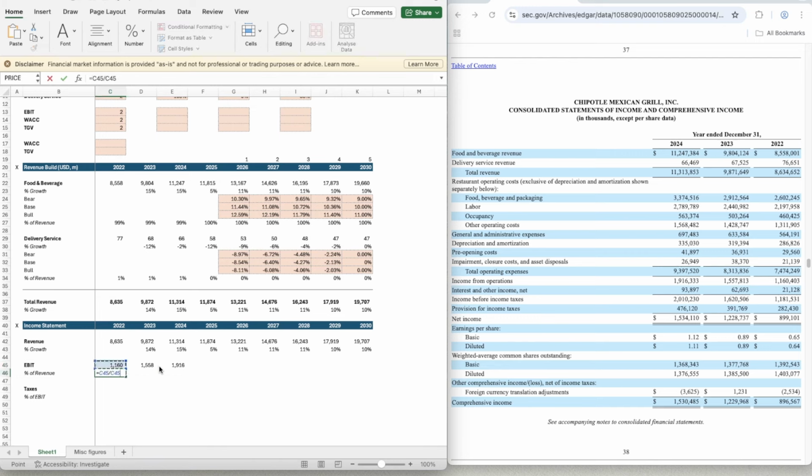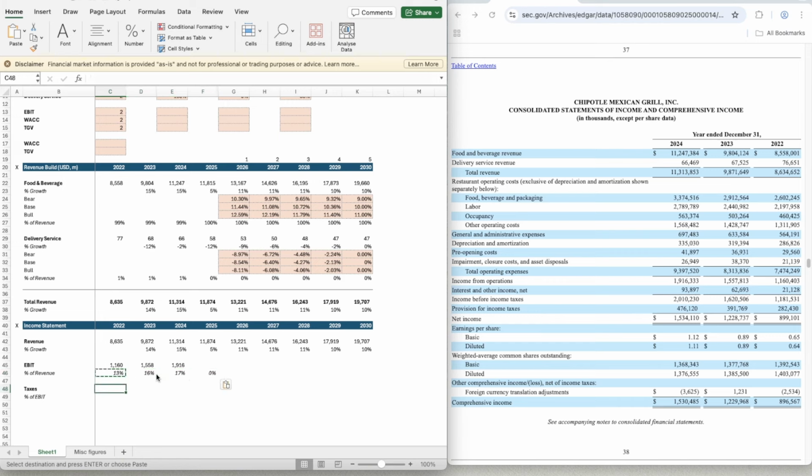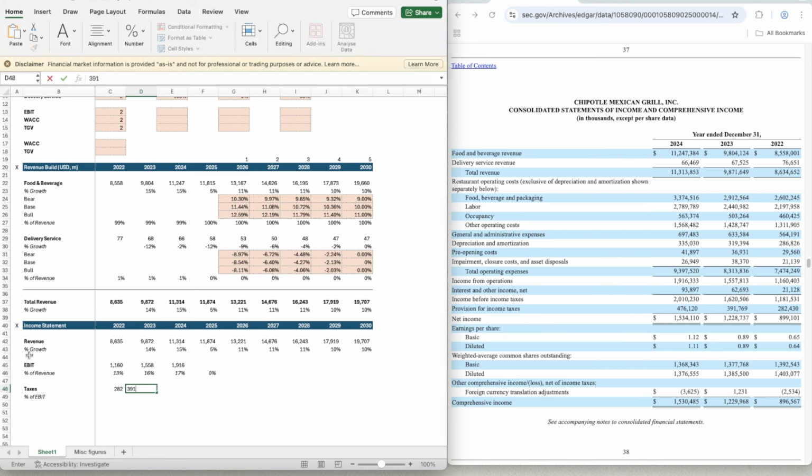And then for taxes for 2022, we can see that here, 282.4, well, 282 million in taxes. 391.